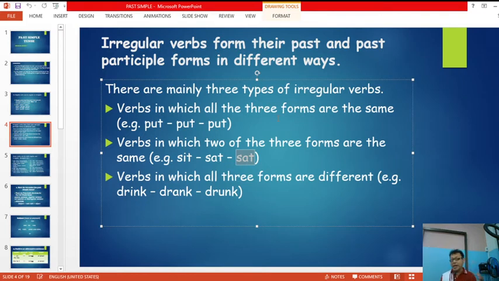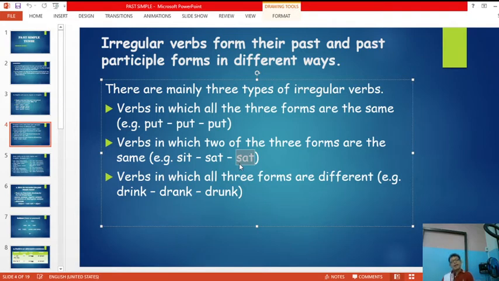So here again, the verb only changes one time. That is what this statement is trying to say. From sit, the past tense is sat. There's no other change, so the past participle as well is sat.